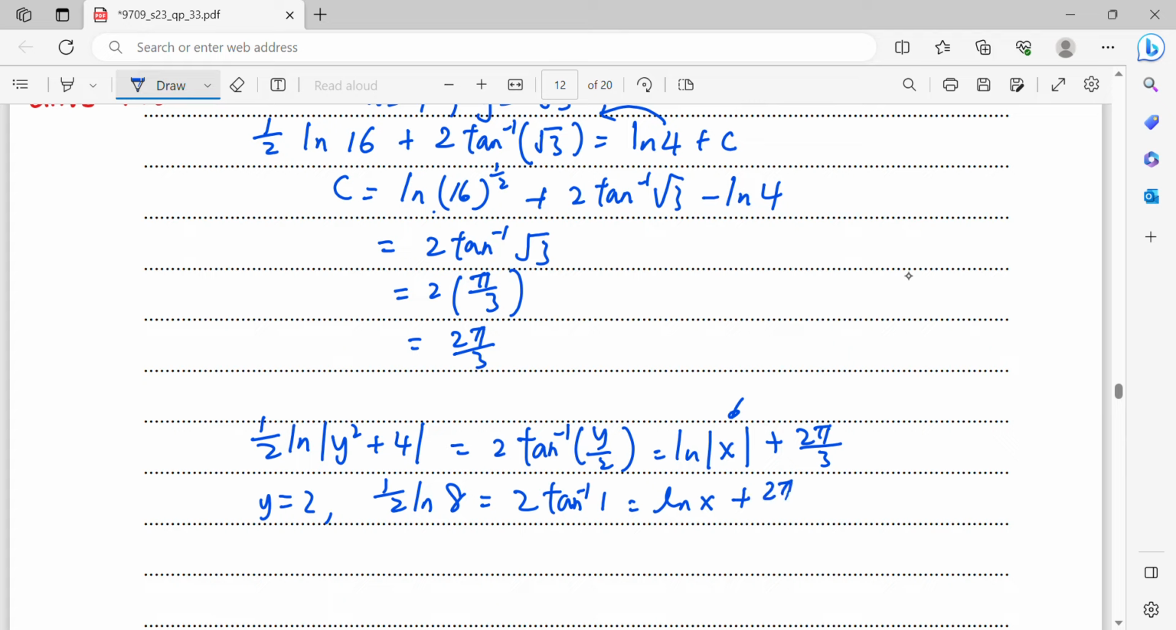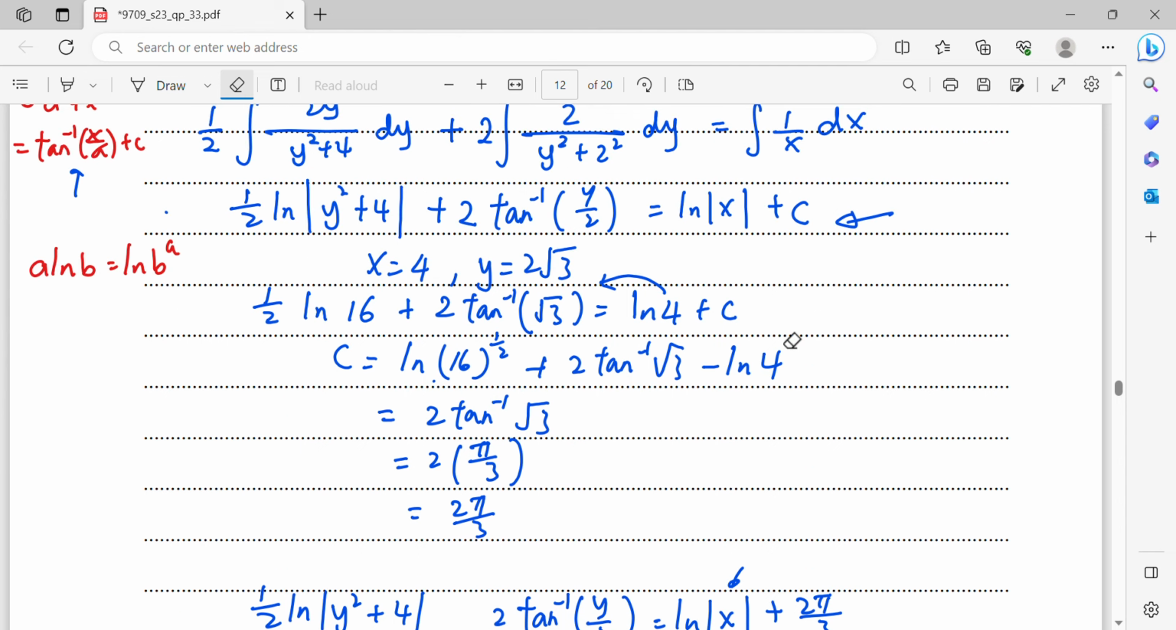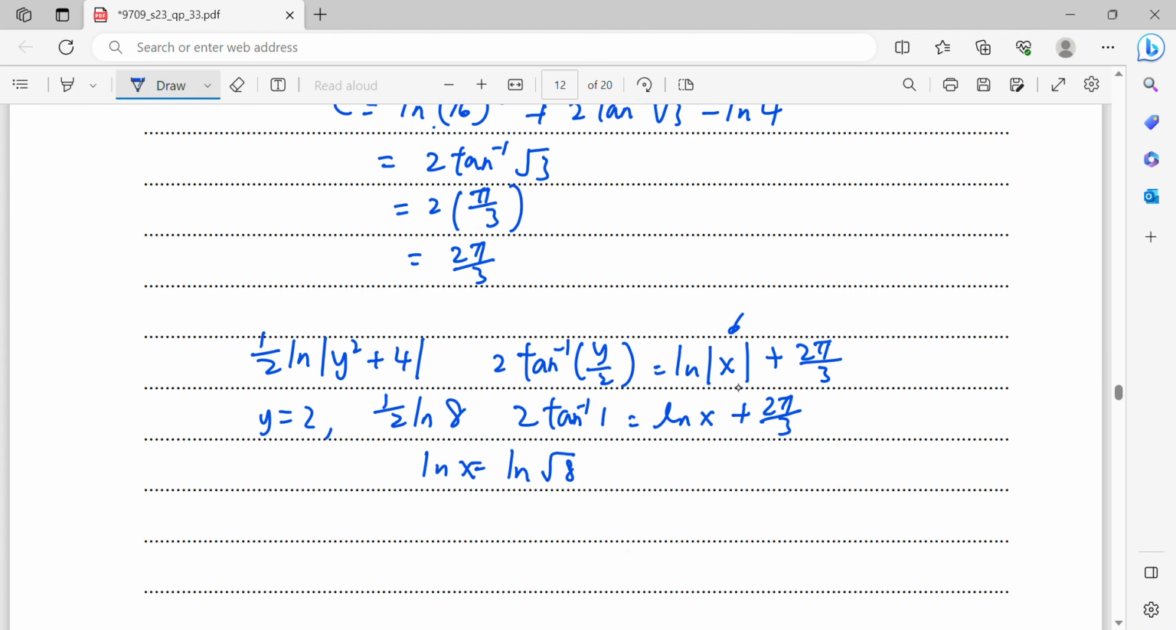So now ln x, this half moves up and becomes a power. So square root 8. Then, okay, there is a mistake over here. This is plus, okay, this is plus. So here I will write plus, then plus 2 inverse tangent 1. Inverse tangent 1 is pi over 4. Then this 2 pi over 3 will be moved to the other side. So minus 2 pi over 3.